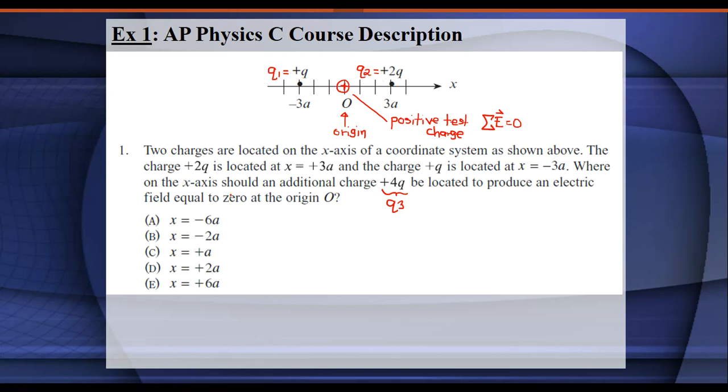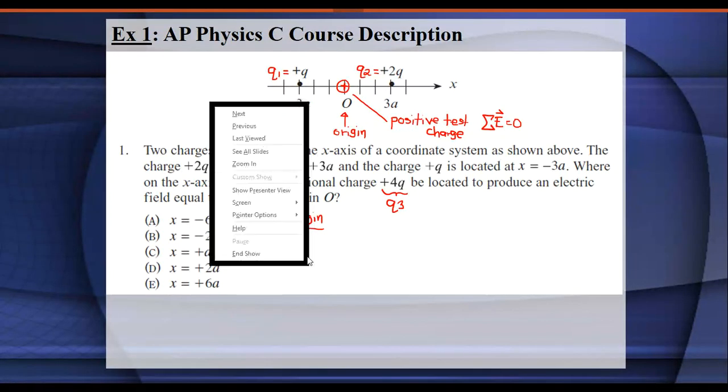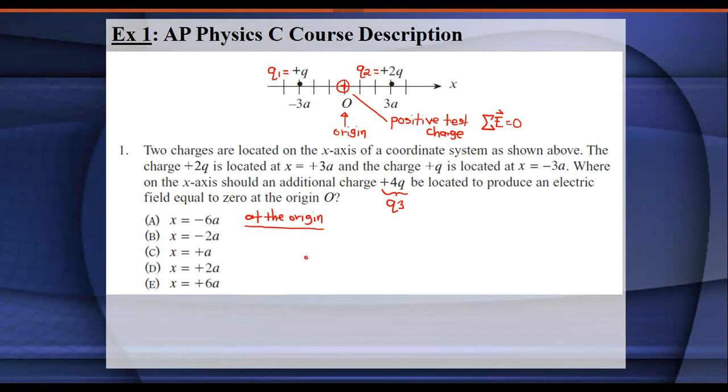Okay, so here's how I'm going to do this. First of all, I'm going to look at the origin. The origin is where we're trying to figure out the net electric field. So we'll say this here is the location of my positive test charge and it's at the origin. Now what I'm going to do is draw some electric field vectors due to both Q1 and Q2.